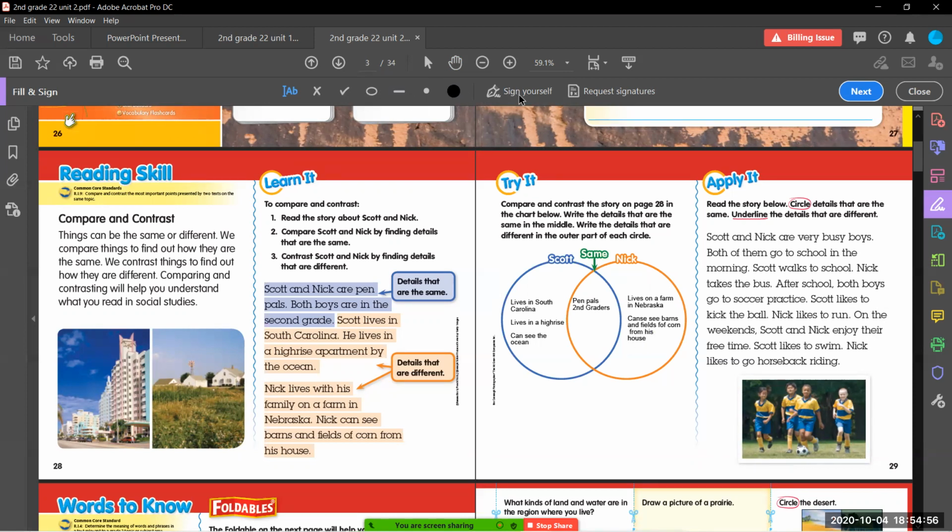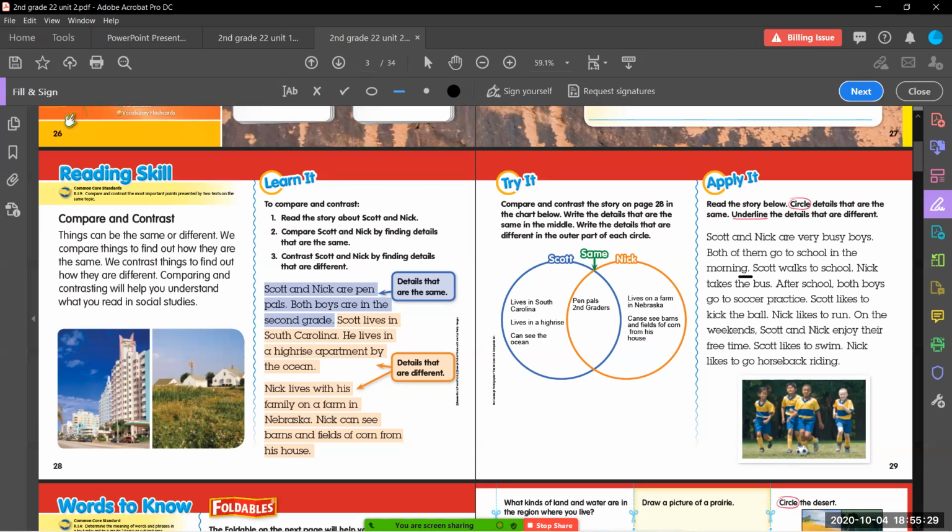Now, for you guys, what you're going to be doing is underlining and circling. I can underline some things with this, but I don't have the option to draw a circle with the fill-in sign. So if you're doing this in your book, you can do it with your pencil. If you're using something like Kami or DocHub, where you can draw on it, you can do that as well. So we're going to circle the things that are the same and underline the things that are different. We know both of them are very busy boys, so that's something that's the same.